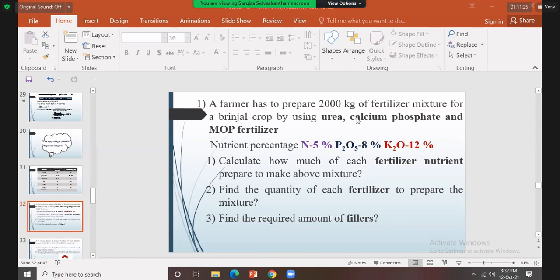Molar mass of phosphorus is not needed. Urea 920 kilogram, calcium phosphate 100 kilogram, MOP 100 kilogram. I think it is a wrong answer.